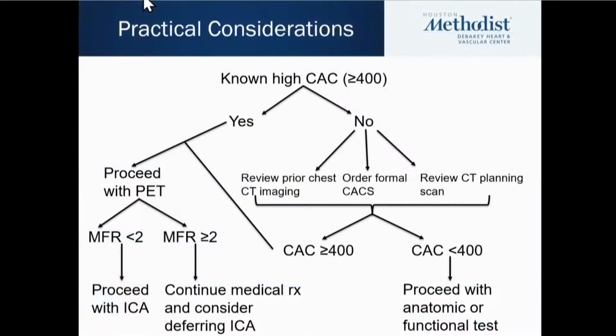Some practical considerations. So we see this a lot in our lab where we have calcium score more than 400. And I wanted to share maybe some thoughts or some suggestions about how we think of it in this lab. So if you have a patient with a known high calcium score, more than 400, say they had a formal calcium score assessment, I think probably the next best step would be PET with myocardial blood flow assessment.